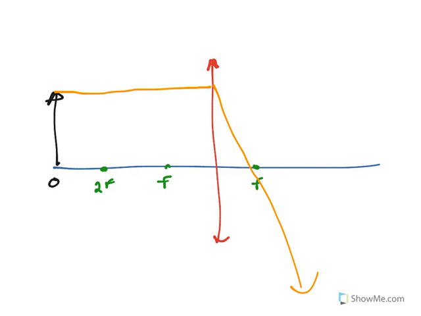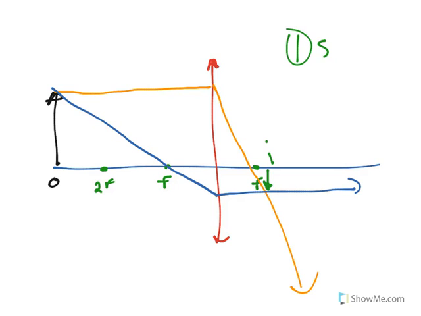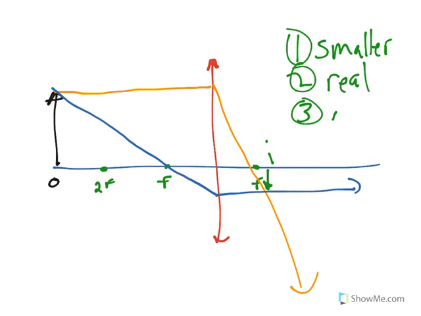Alright, the second one is going to go from the top through the near focus, and when it hits the lens, it's going to bend straight. Where those two lines intersect is where your image is formed, and this image is going to be smaller, real, because the lines actually cross, and it's going to be inverted, because the line forms below that normal, or you can look at it as the arrow pointing upside down.